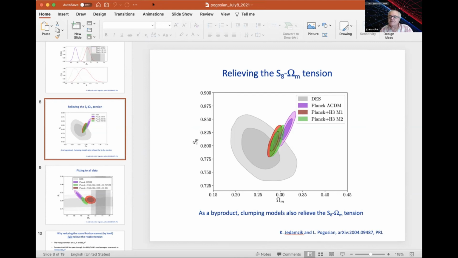I would like to ask Giuseppe for the future of the LSS measurements in general. That's a very, very, very interesting question. Yes, in future, sorry.